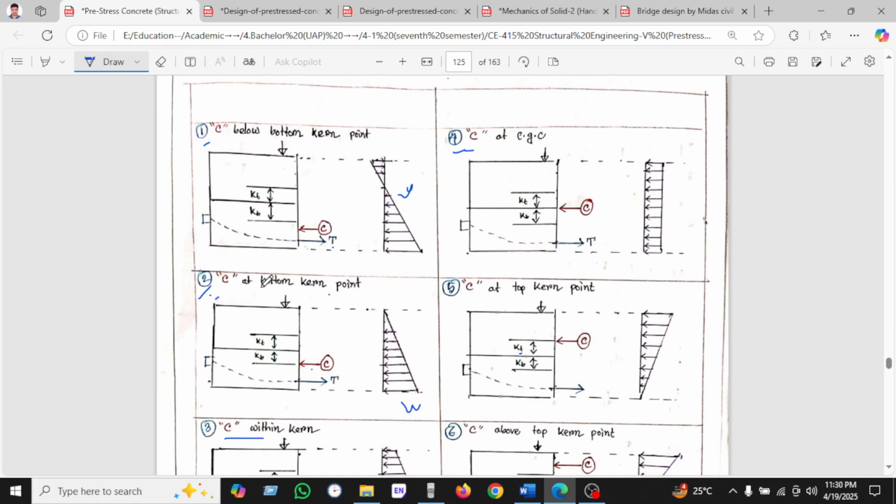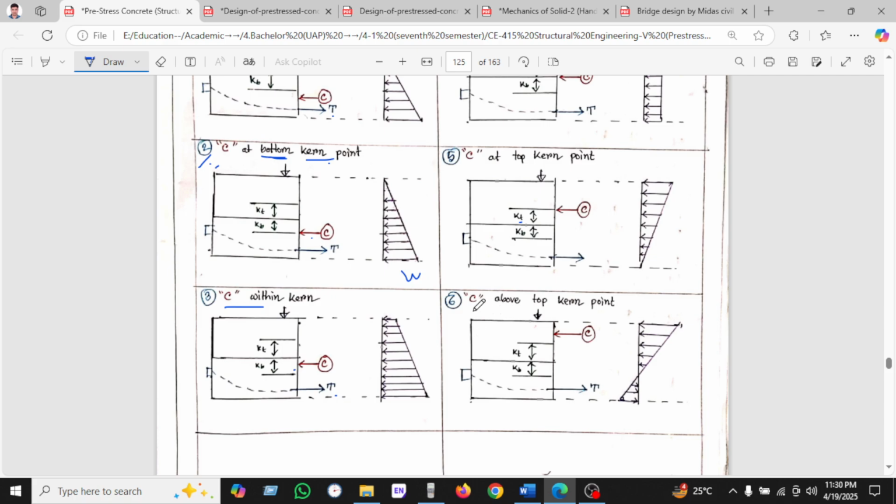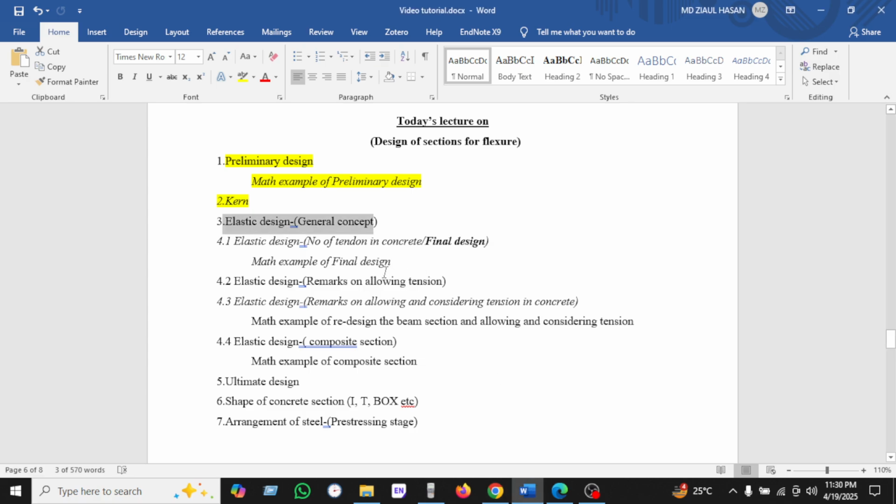And it will be vice versa when it is the bottom kern. So it will be the vice versa of the diagram. So C above the top, we can see above the top, the diagram will be shown like this. Okay. So let's see an elastic design, a general design concept.